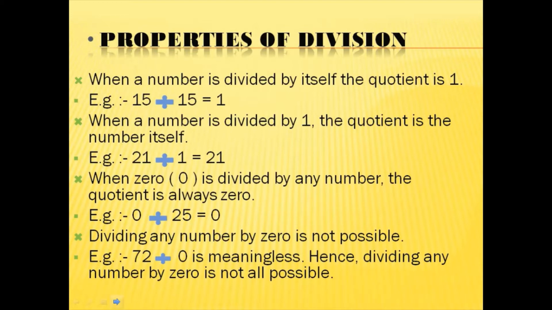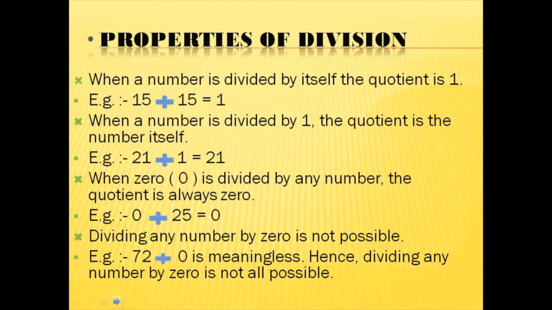Then secondly, when a number is divided by 1, the quotient will be the number itself. If we take 21 as an example and divide it by 1, we will get 21 as quotient. And thirdly, when 0 is divided by any number, the quotient will always be 0. That is, 0 divided by 25, the quotient will be 0.